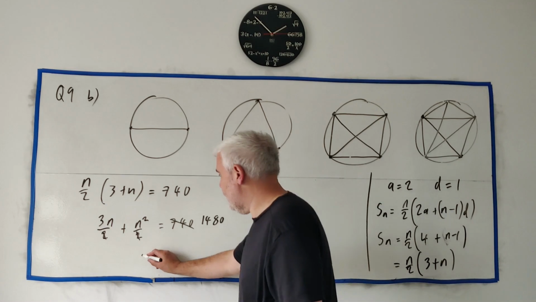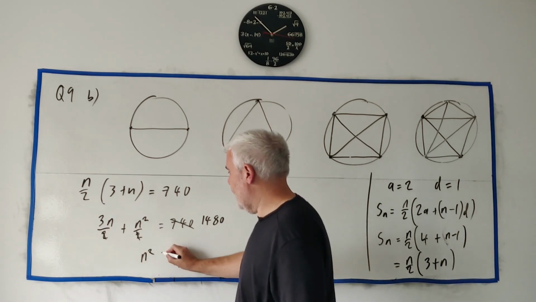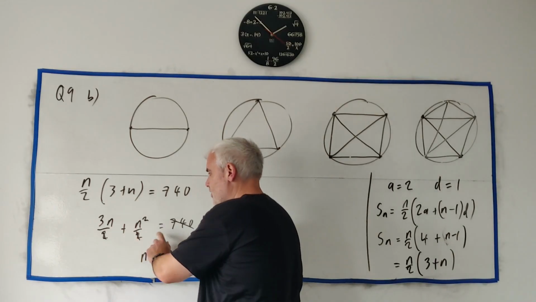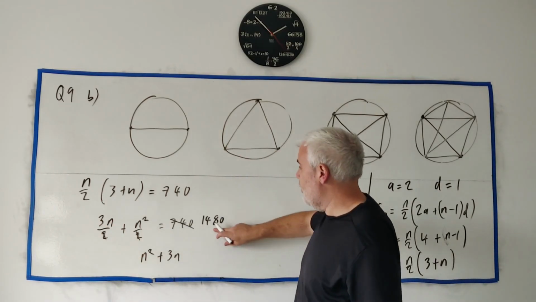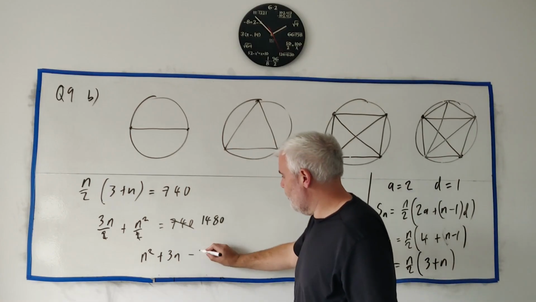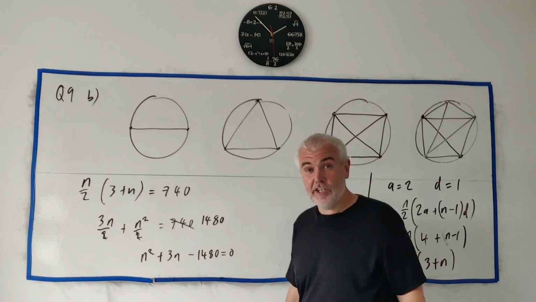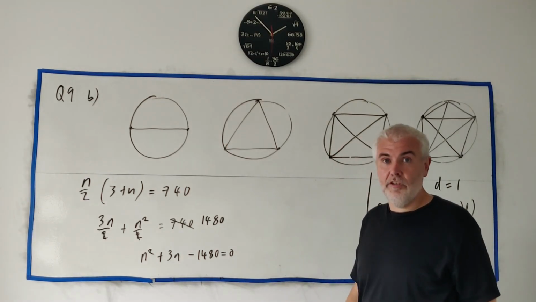We have an n squared. We have a 3n. I've changed these around. I've not really changed anything. This plus this is the same as the other way. If I move this guy over the equals, it becomes a minus 1480 equals 0. This is a quadratic equation that we can solve.